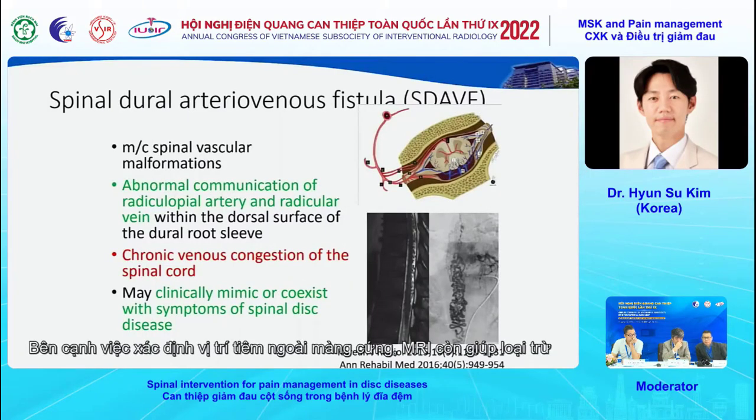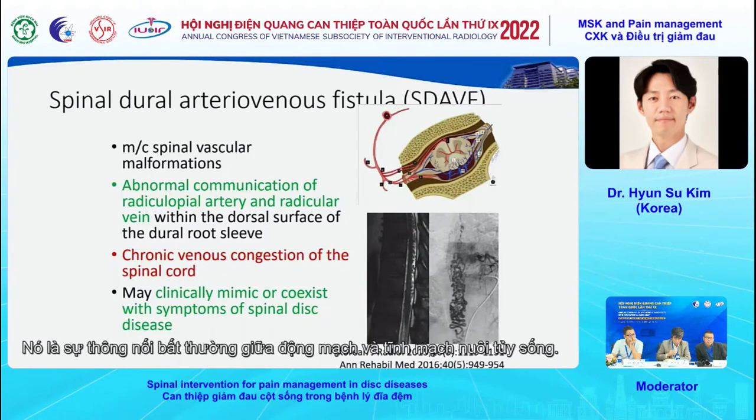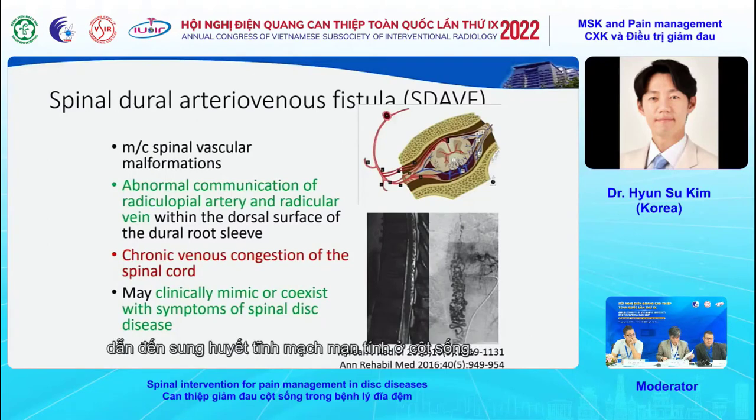Besides determining the site of epidural steroid injection, pre-procedural MRI is needed to make sure the patient doesn't have spinal dural AV fistula. Spinal dural AV fistula is the most common spinal vascular malformation, which is formed by abnormal communication between artery and vein feeding the spinal cord. These result in chronic venous congestion of the spinal cord. This condition can clinically mimic the presentation of spinal disc disease or coexist with the disc disease.